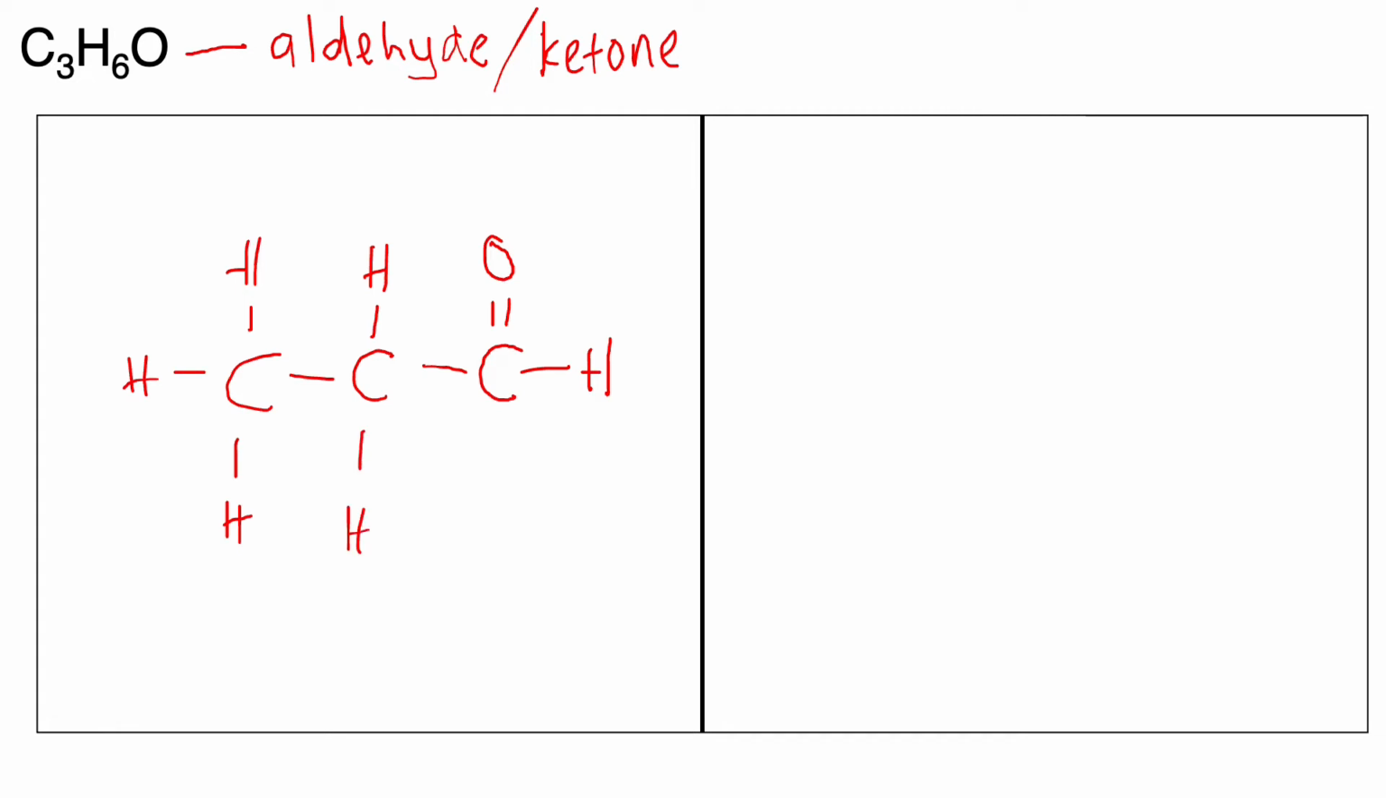Okay. So we have C3H6O. So ini adalah aldehyde. Okay. So mari kita tengok. Boleh tak kita buat keton? Okay. So kalau keton, dia mesti C double bond O. And then sebelah dia mesti carbon dan carbon. Okay. So fill with the H.